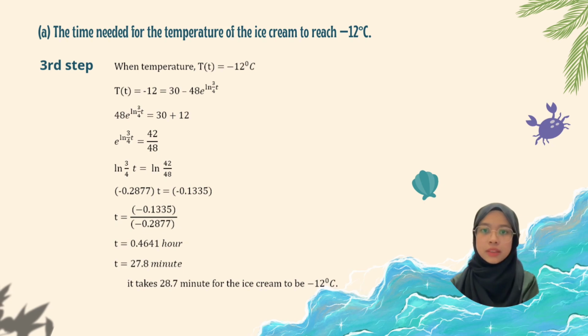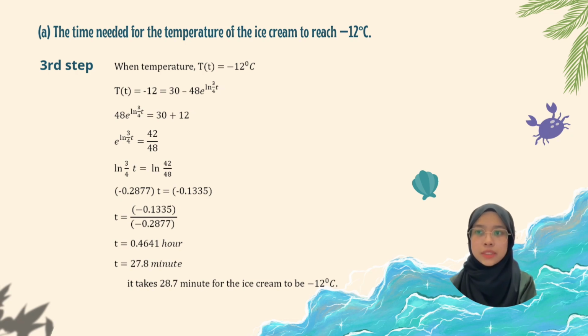Third step, we already know that T(t) equals negative 12 degrees Celsius. So in this question, 30 minus 48 multiplied by e to the power of (ln 3/4)t equals negative 12. We calculate it and we get e to the power of (ln 3/4)t equals 42 divided by 48. And we get (ln 3/4)t equals ln(42/48).